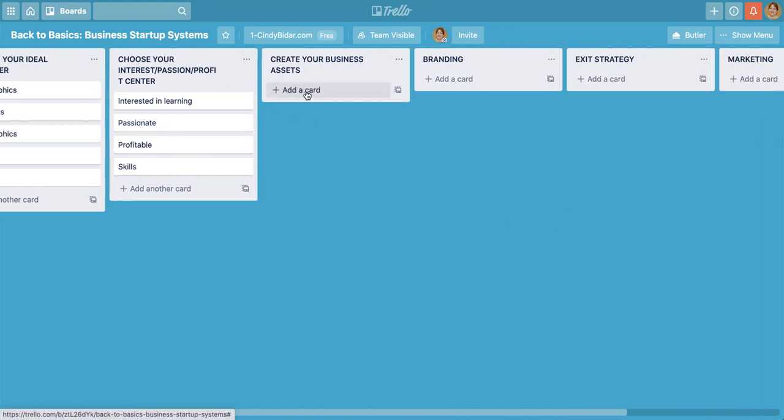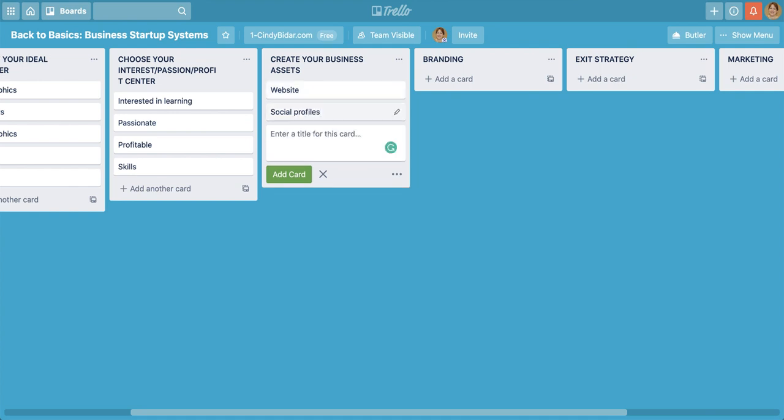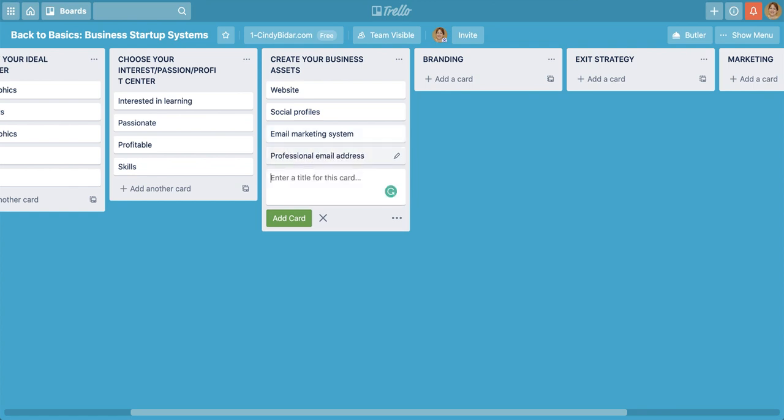You're going to need some business assets before you get going. So off the top of my head, you're going to need a website. You're going to need some social profiles, probably. You're going to need an email marketing system. You are going to need a professional email address. You're going to need some sort of documentation strategy.